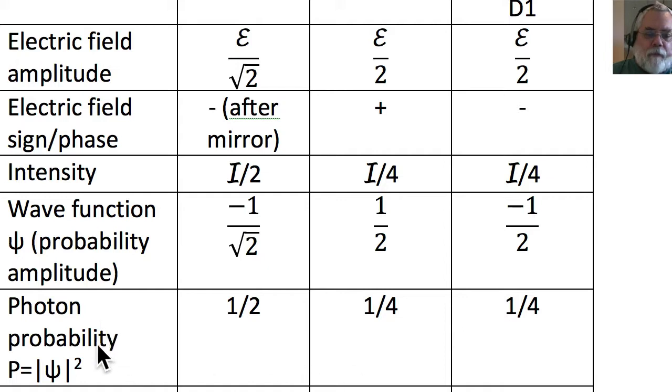Now the photon probability is the magnitude of the wave function squared. So it was 1/2 in the top path. And when we take the wave function psi being 1/2 on the way to detector D0 and square it, we get 1/4. When we take the wave function of minus 1/2 on the way to detector D1 and square it, we get 1/4. So the photon probability has split evenly in this case as well.